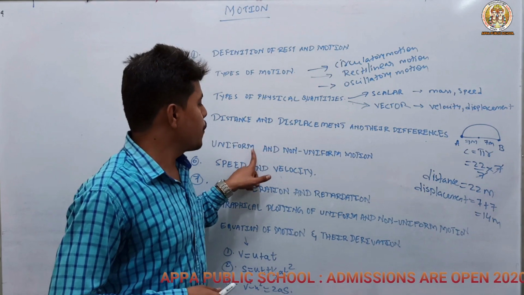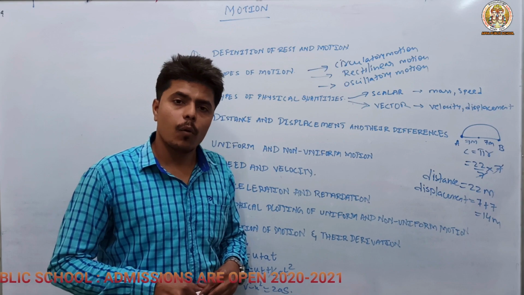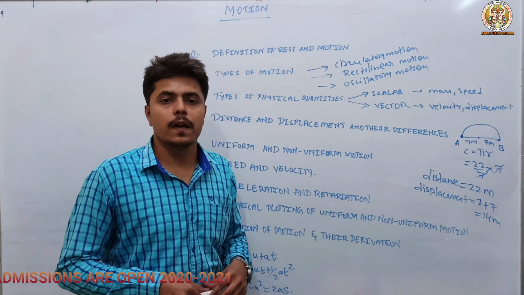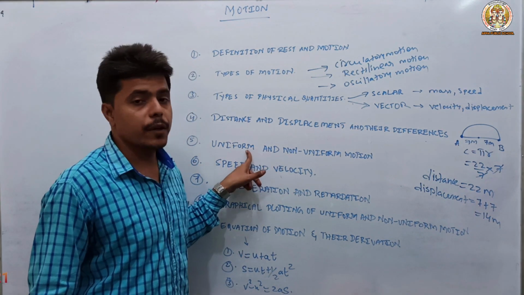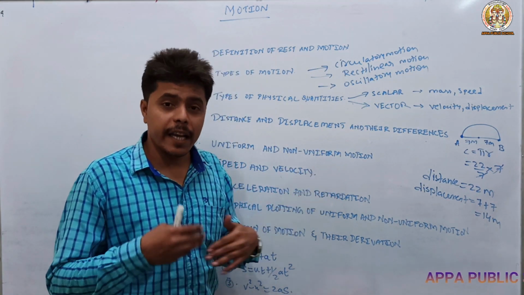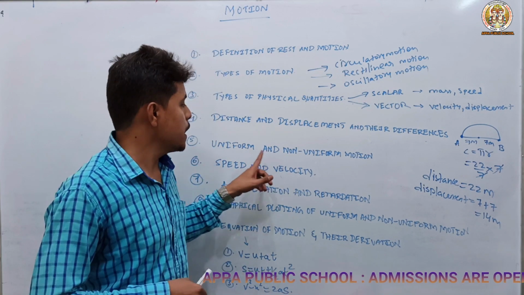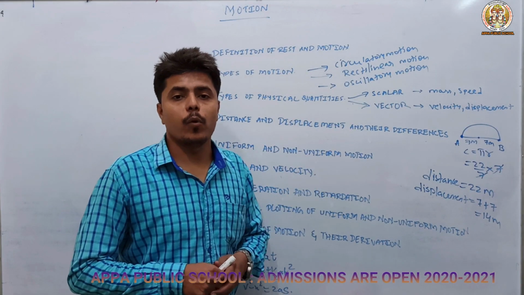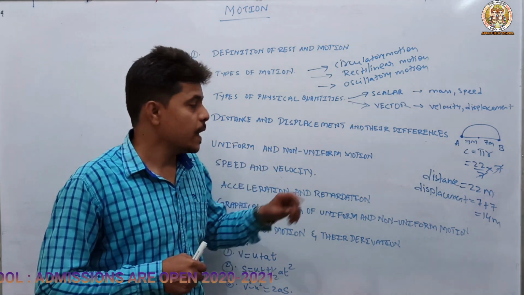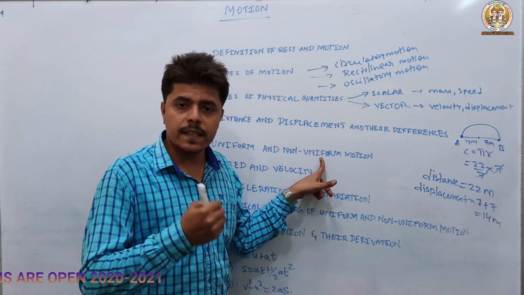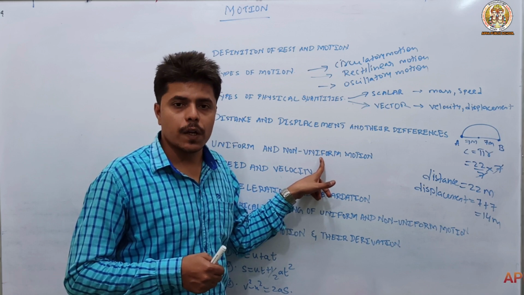The next is uniform motion and non-uniform motion. What do you mean by uniform motion and non-uniform motion? The body covering equal distance in equal interval of time, we say it is uniform motion, and non-uniform motion means the body is covering unequal distance in equal interval of time.